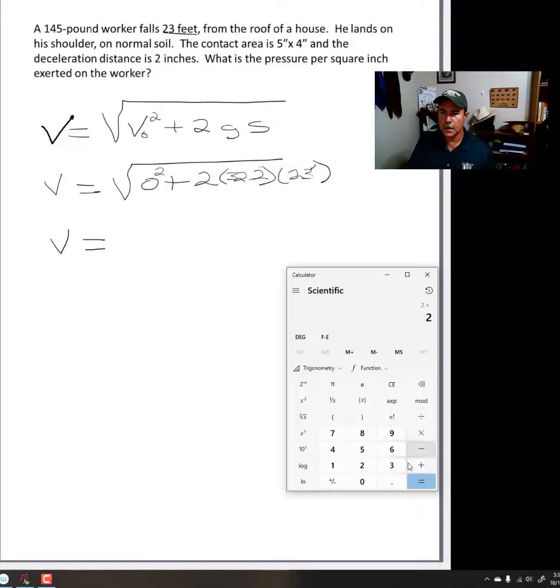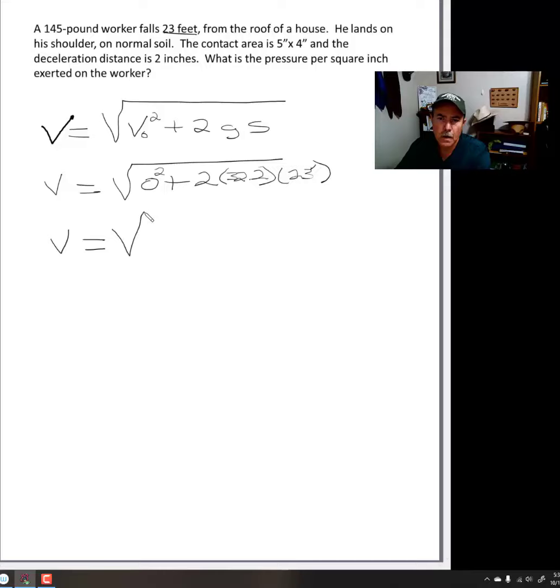2 times 32.2 times 23 equals 1481.2. So remember, 0 times 0 is 0, so we can just forget about that. But we do need to write down our 1481.2.